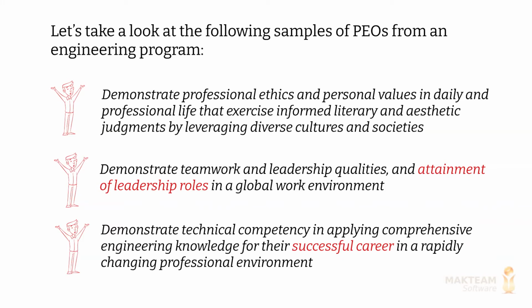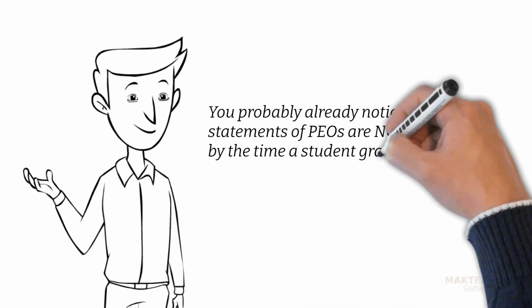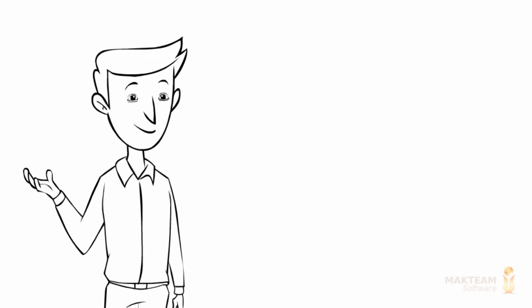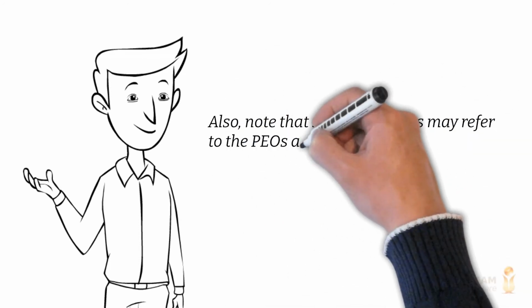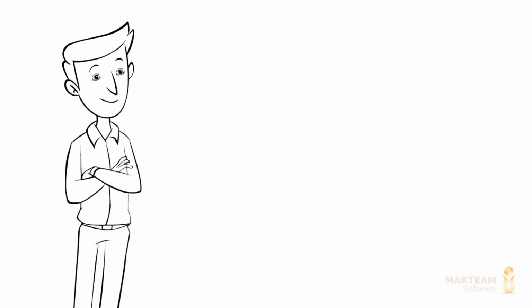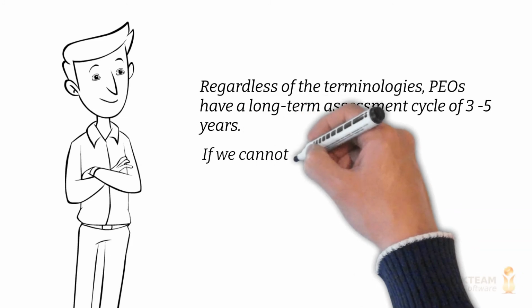Demonstrate technical competency in applying comprehensive engineering knowledge for their successful career in a rapidly changing professional environment. You probably already noticed that the statements of PEOs are not measurable by the time a student graduates, instead, few years after his or her graduation. Also, please note that some programs may refer to the PEOs as program goals, program objectives, or program outcomes. Regardless of the terminologies, PEOs have a long-term assessment cycle of 3 to 5 years.